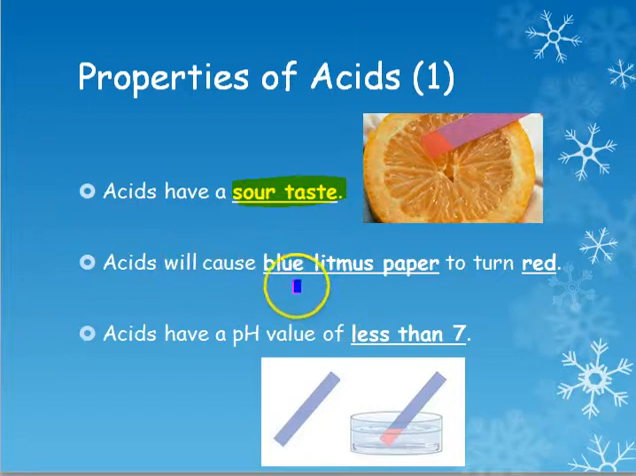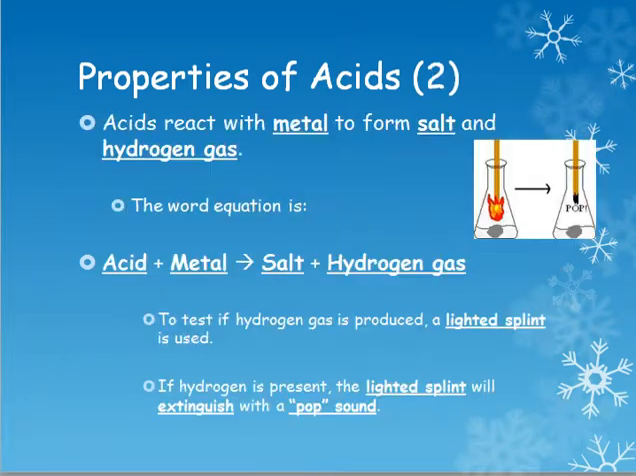Next one, we learned that acids turn blue litmus paper to red. We have seen that just now, and we have talked about it. And the last one, acids have a pH of less than 7. These are the three general properties of acid. When we go further in depth, we talk about the reactions of acid.